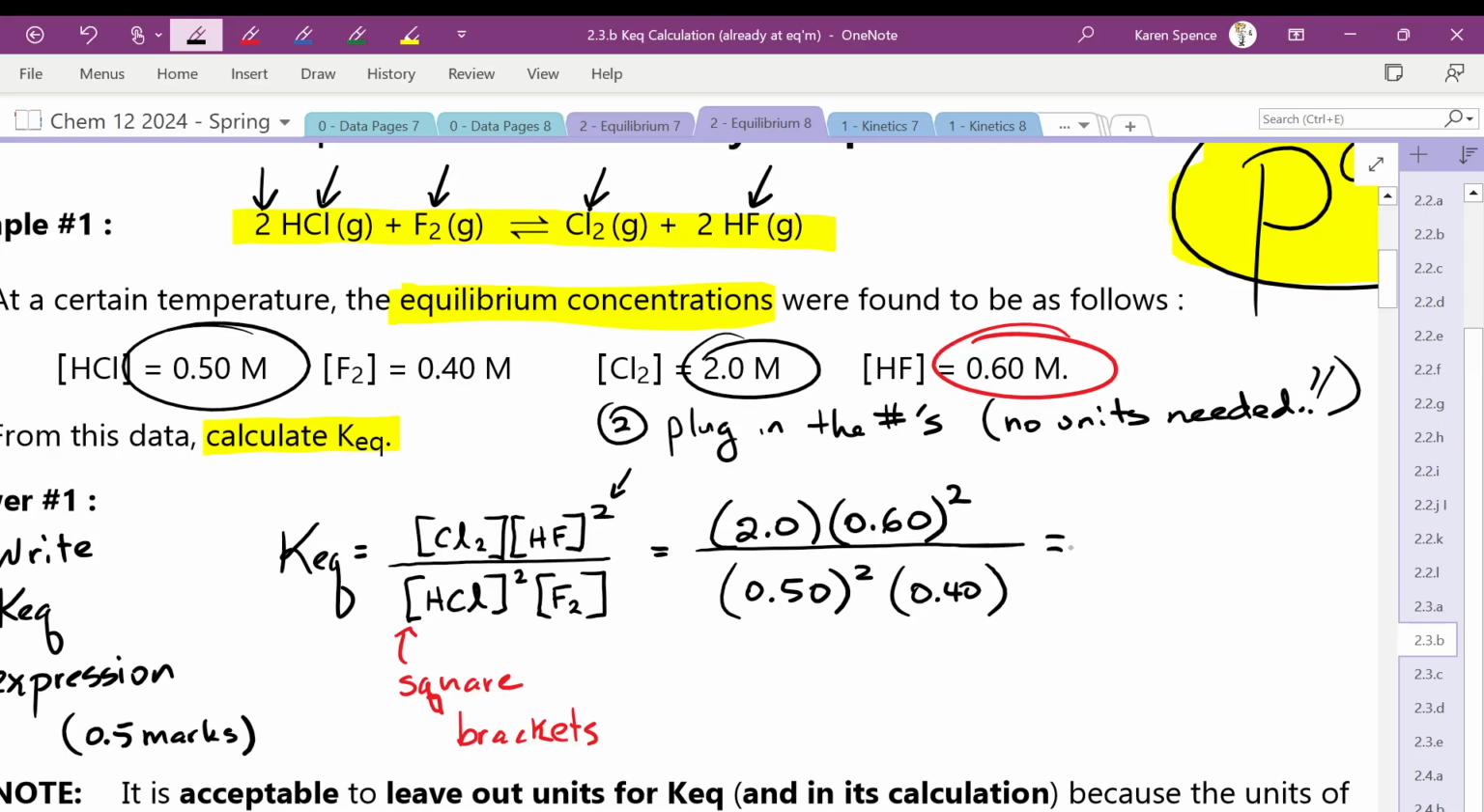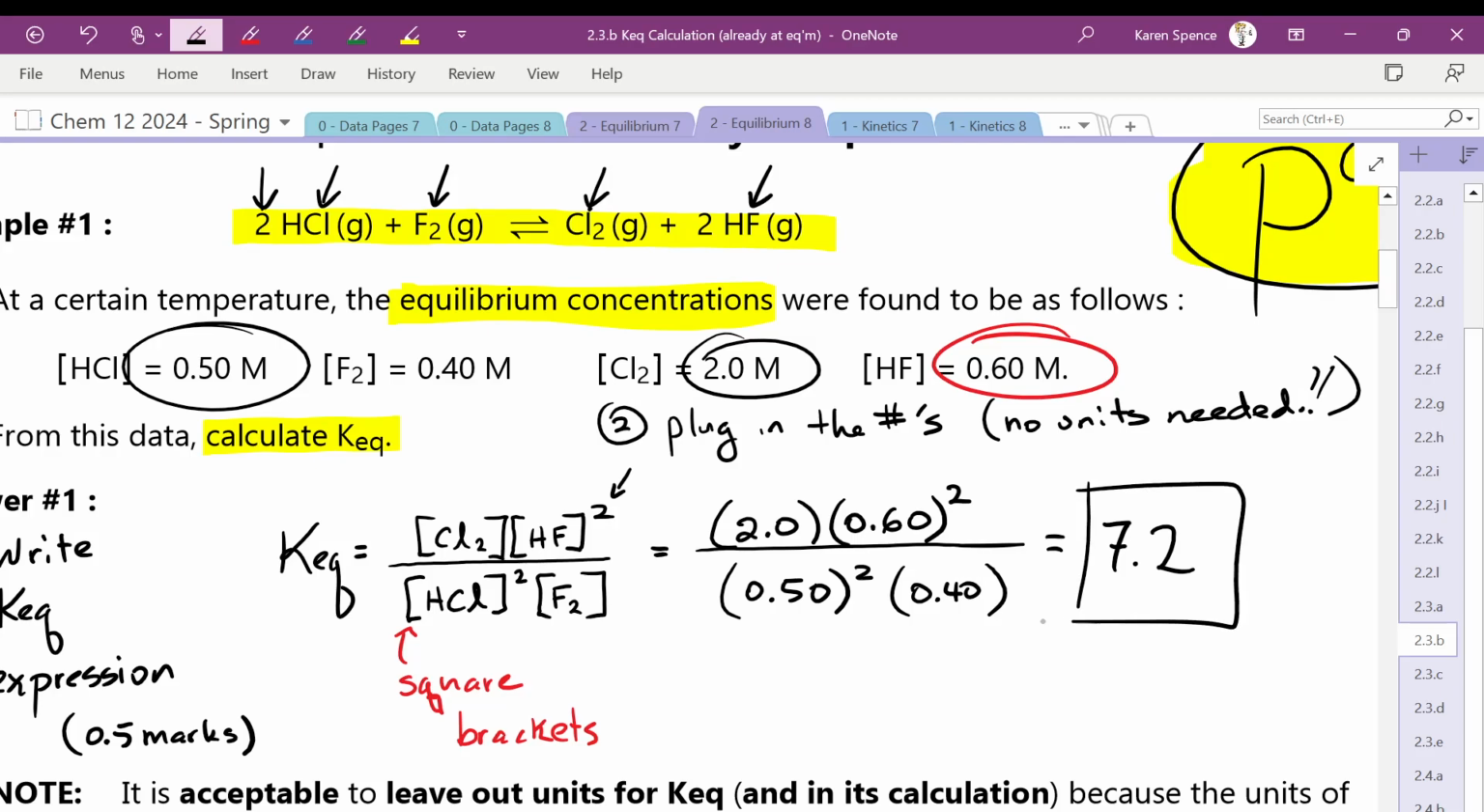And now we just plug that all into our calculator. Plug it in and see what you get. See if you get the same number as I do. I got 7.2. Did I do it correctly? Did I do it correctly?